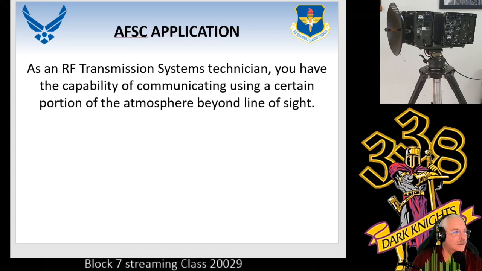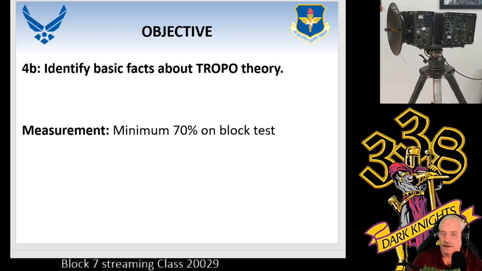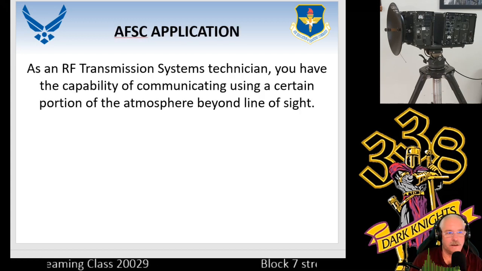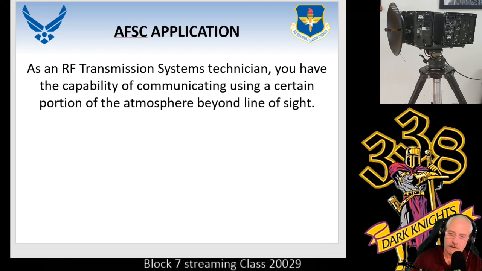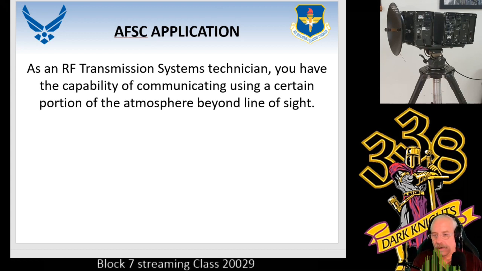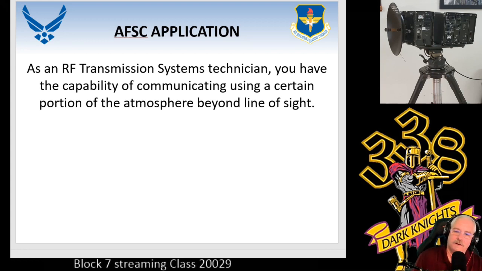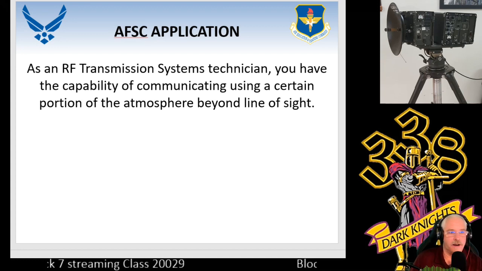So we're going to look at tropospheric, and as always, tell you about the 70% that's getting 28 out of 40. The AFSC application, you're going to have to apply that when you're dealing with what I call over the horizon scenarios. Not to be confused with beyond line of sight. Beyond line of sight is for what I call long haul communications. In other words, farther than 600 miles. With HF and with SATCOM, you can go many miles beyond that.